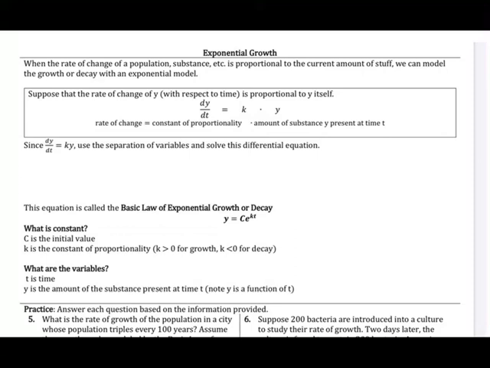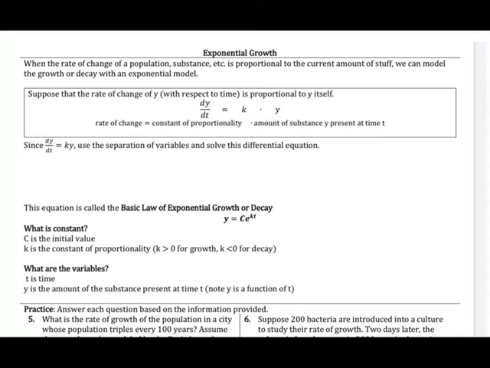So suppose that the rate of change of whatever we're talking about, population or substance, with respect to time, meaning that y is a function of time, is proportional to y itself. We can then represent it as dy dt equals ky, where dy dt is that rate of change, k is a constant of proportionality, and y is the amount of that substance at any particular time.